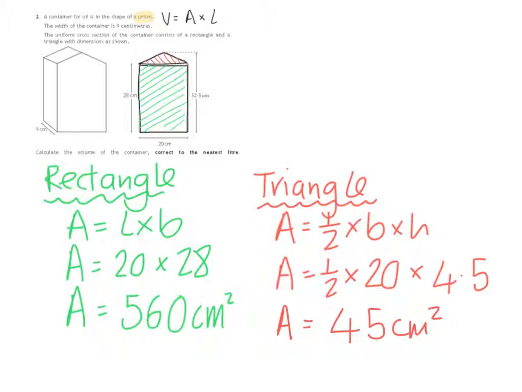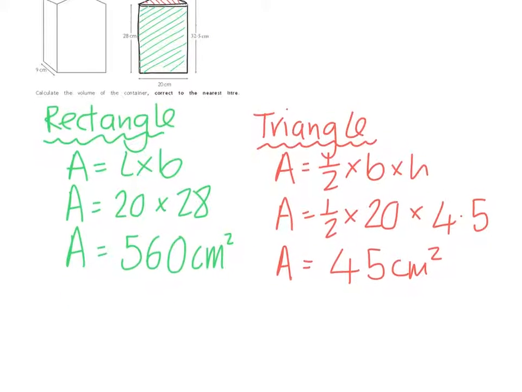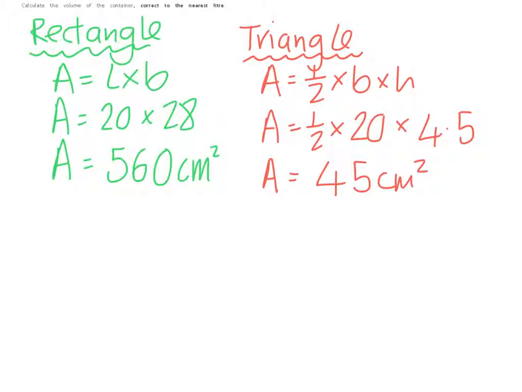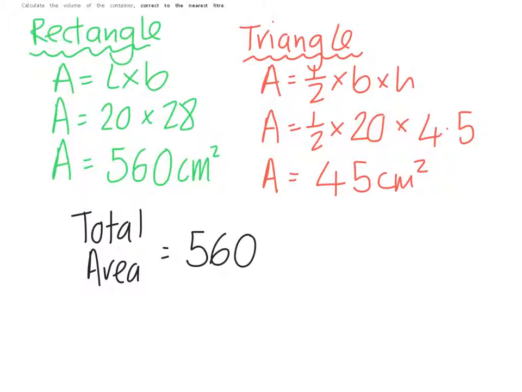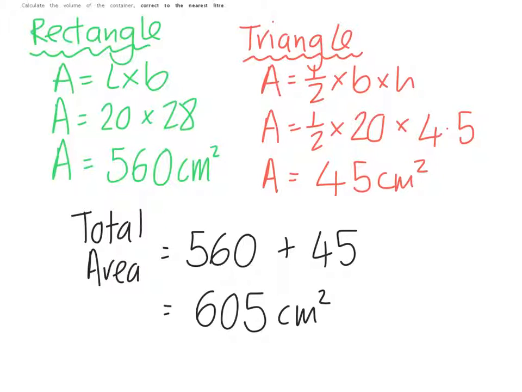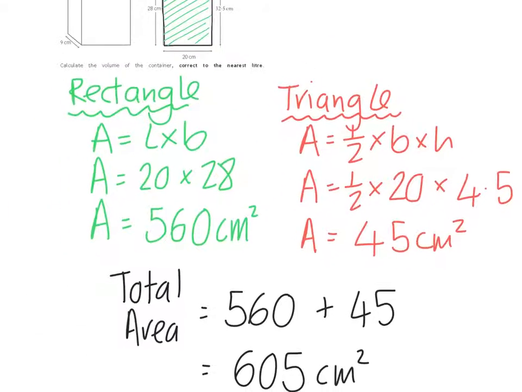So what we want to do now with these two areas is add them together to find our total area. So I'll just move this up a bit. Total area is equal to 560 plus 45, which then gives us 605 square centimetres. So that's the total area of our cross section. We want to now take that area and multiply it by the length to find the volume of the prism. So we'll move our picture down a little bit.